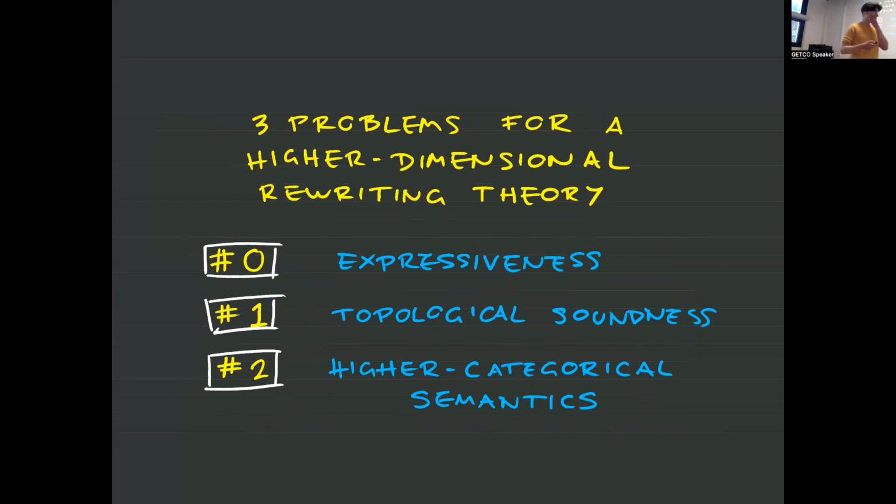So when we try to build a model for high-dimensional rewriting theory, I would like to focus on three problems that we face, or rather three questions that we need to consider in deciding whether something is a good model, which I call expressiveness, topological soundness, and higher categorical semantics.